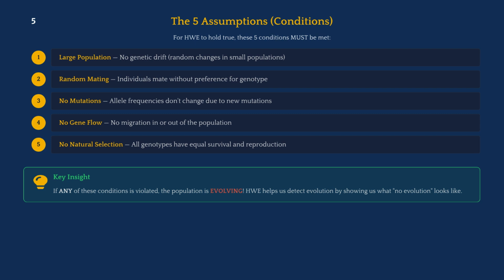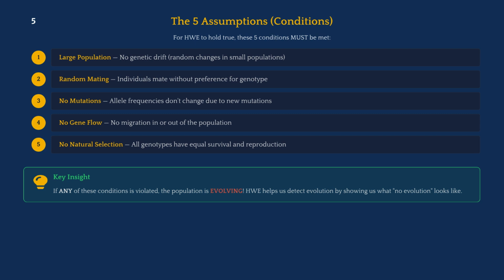Condition 5, no natural selection. Imagine red beetles survive better than green beetles. Generation after generation, red beetles become more common. Nature has selected them. Allele frequencies change, but Hardy-Weinberg assumes every genotype survives and reproduces equally. No one has an advantage.